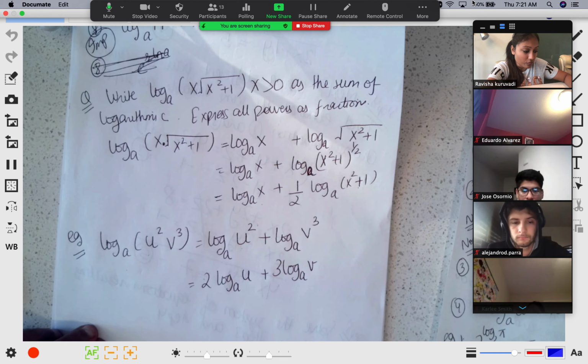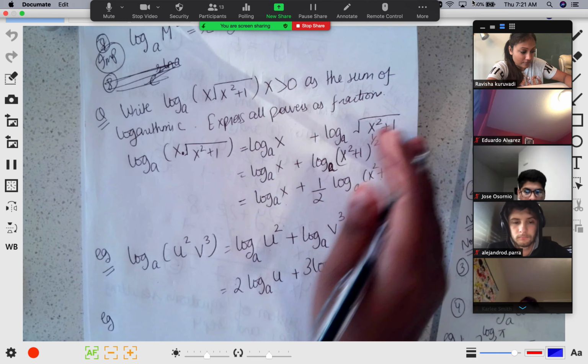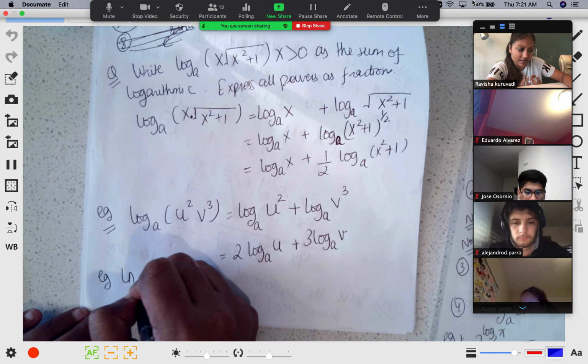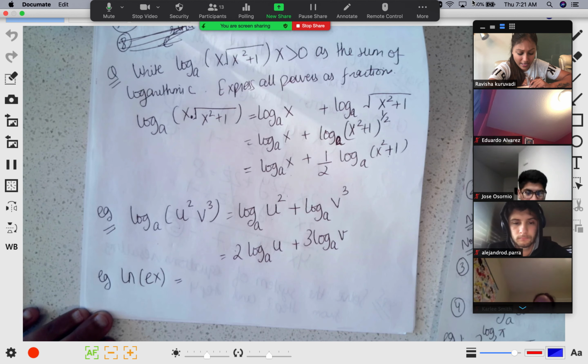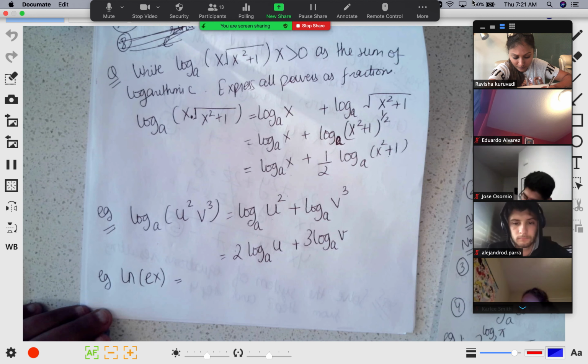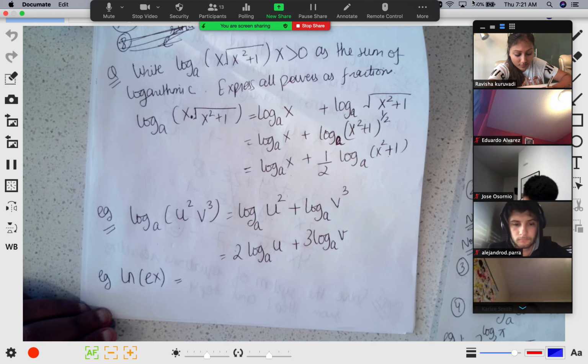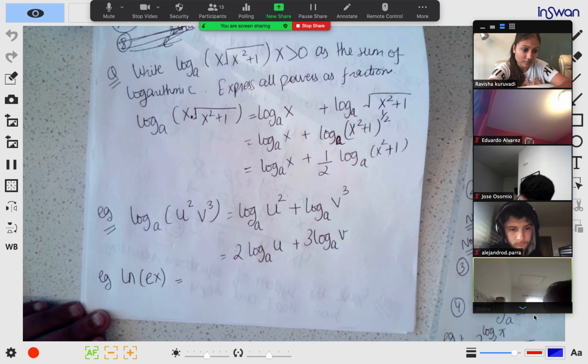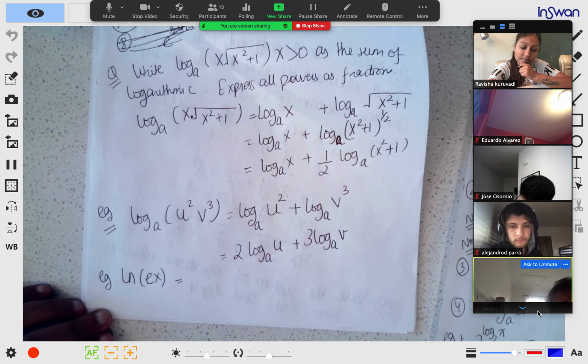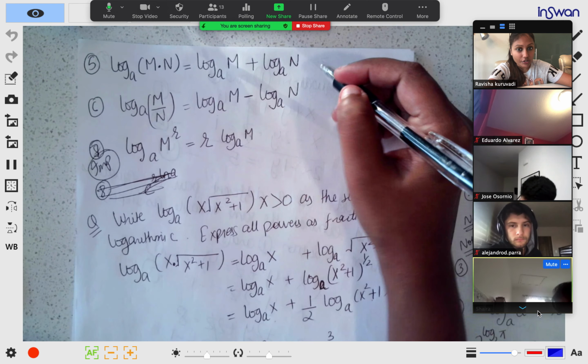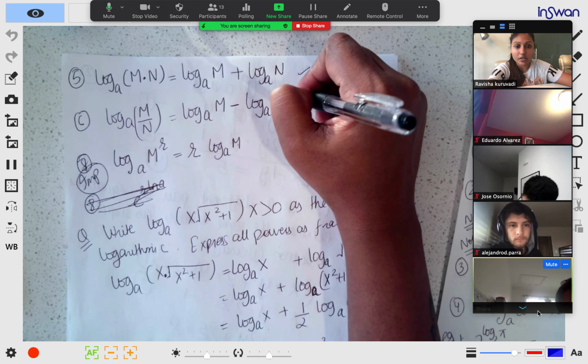Let's do one more question. ln of ex. I want you to expand this as much as you can. Shira, what about this thing? You have to see when you're expanding, either you're using this property or this property. Which one do you think I'm going to use?